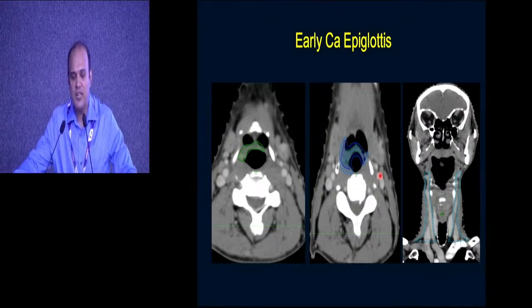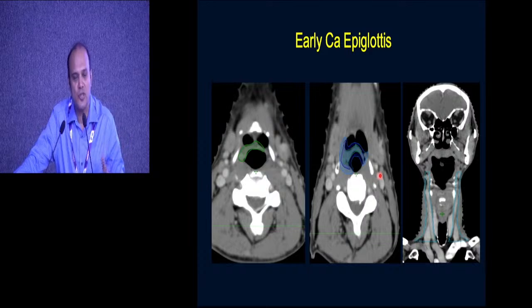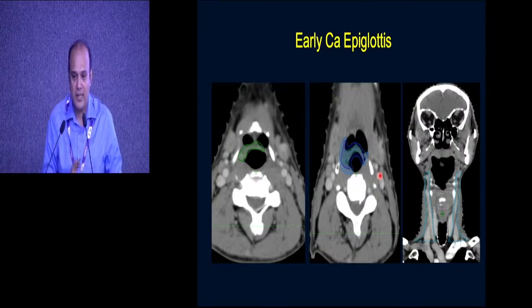In T1 and T2 supraglottic larynx, there is a high chance for lymph node involvement. In fact, in T1 or T2 disease, you can have a 29 to 42% chance of subclinical lymph node involvement. So, for a supraglottic larynx, T1 and T2, you need to treat the lymph nodes. That's very important. That's why you need to know.